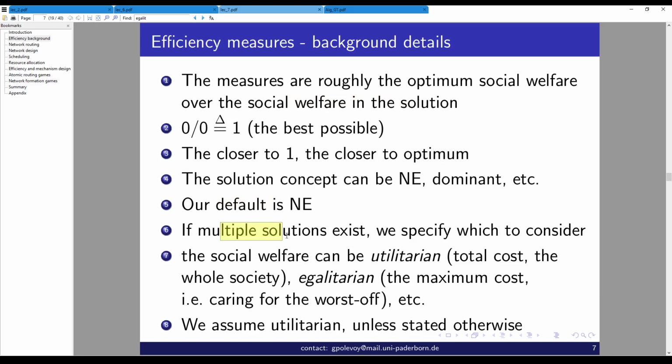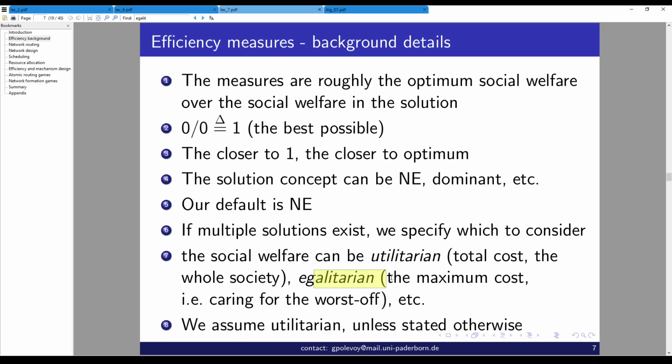Now, Nash equilibria may not exist, and if there is no Nash equilibrium, then of course this efficiency concept is not well defined. But if we have multiple solutions, then we need to say which one we consider. So the one with the highest social welfare, the one with the lowest social welfare, something in between. We need to say which one we consider. And the social welfare is also something which can be defined differently. In this course, I'm going to assume by default that it's utilitarian, so that it's simply the sum of the costs.